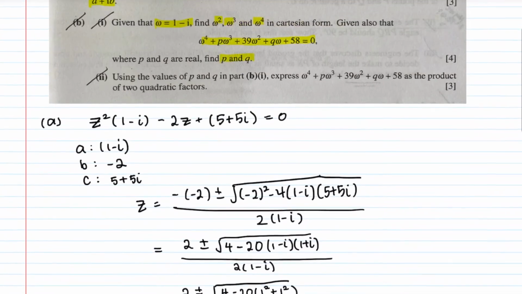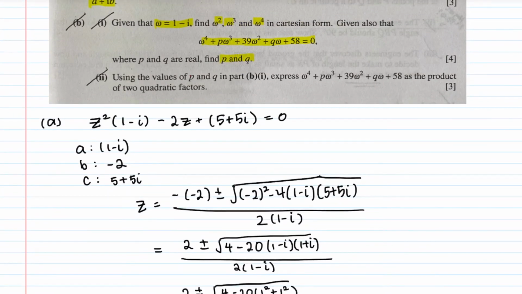Part B, part 2, using the values of p and q that you just found in part 1, express this whole equation as the product of two quadratic factors. Quadratic factors, remember, is something like ax squared plus bx plus c. So you need to be able to express it like that: ax squared plus bx plus c times dx squared plus ex plus f. This is how your answer should look, so you should always aim towards getting something along these lines.